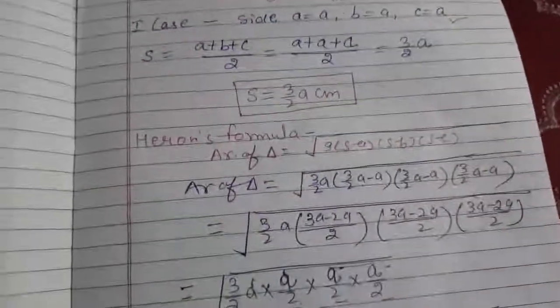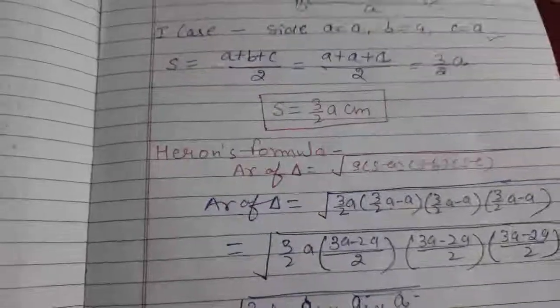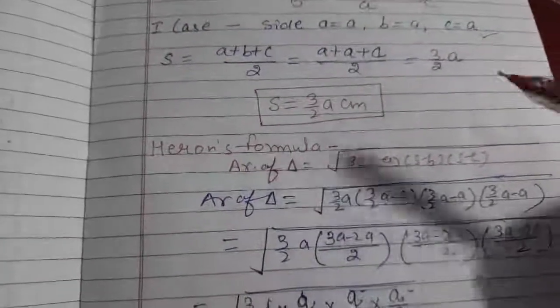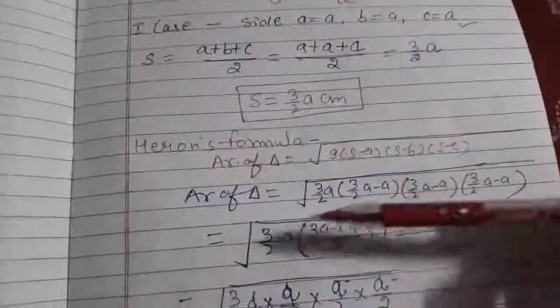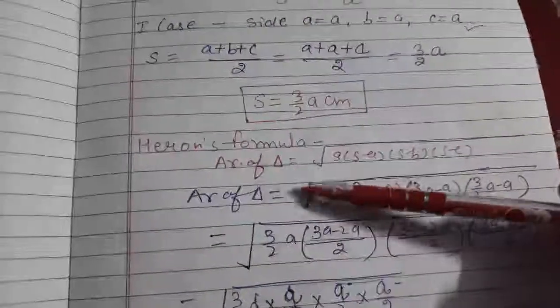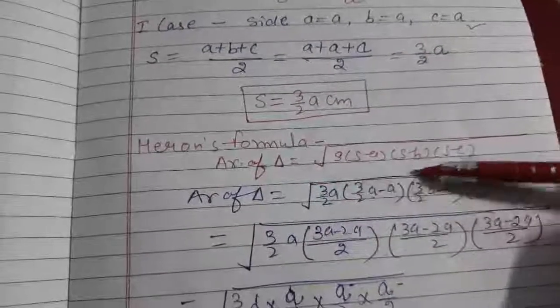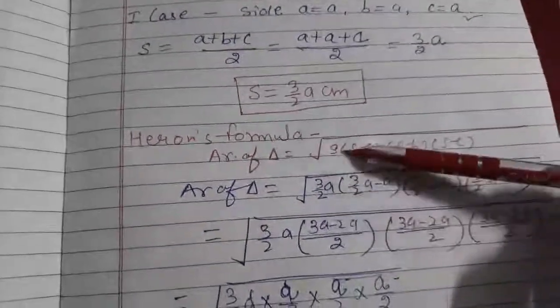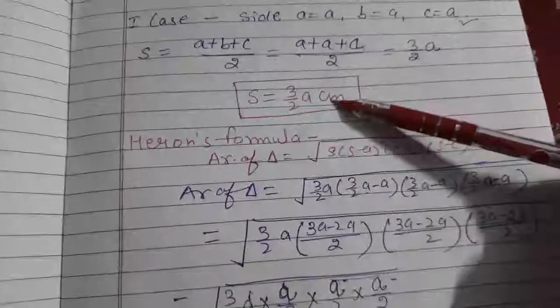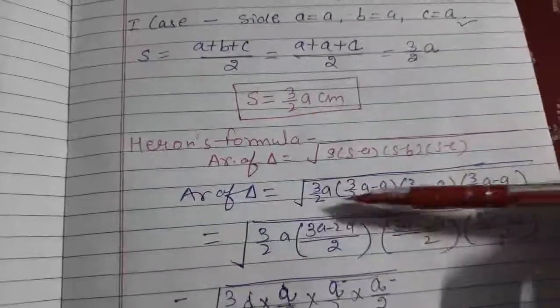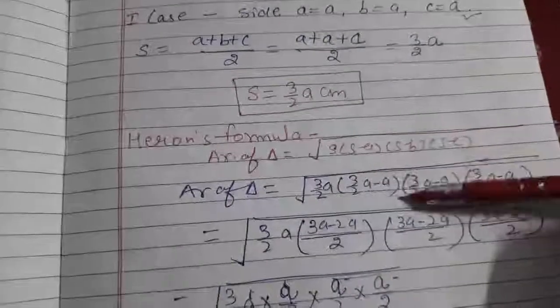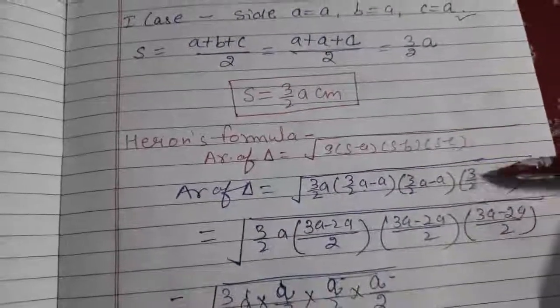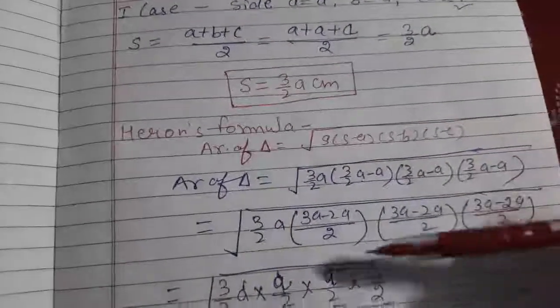Now we will apply Heron's formula to find out the area of this triangular signal board. According to Heron's formula, area of a triangle is root of s(s minus a)(s minus b)(s minus c). s is the semi-perimeter which we just calculated, 3 upon 2 a: 3 upon 2 a minus a, 3 upon 2 a minus a, again 3 upon 2 a minus a.